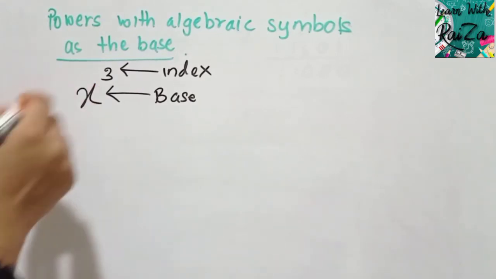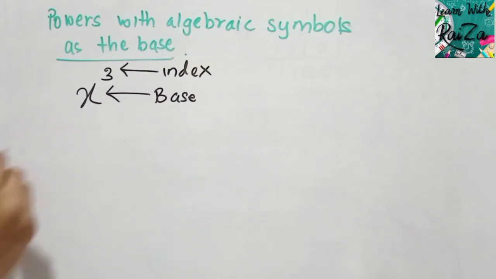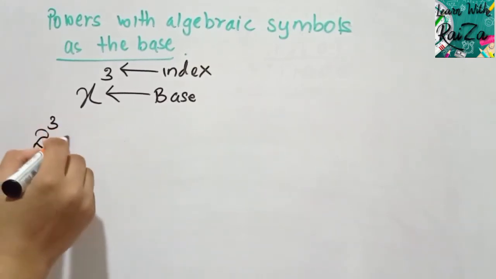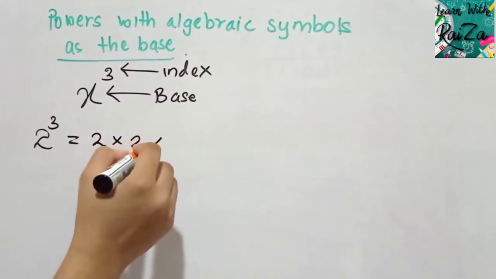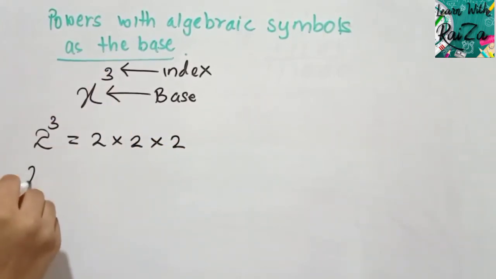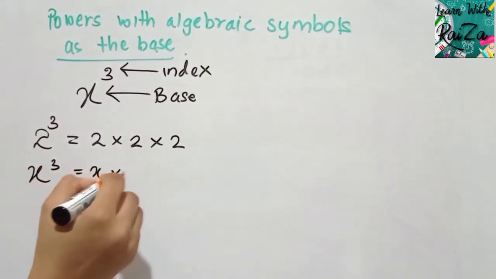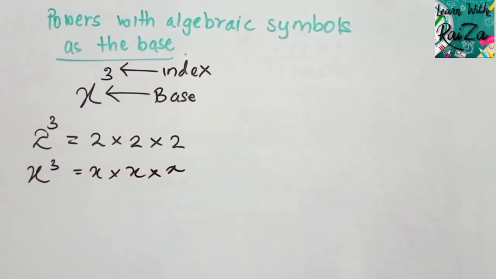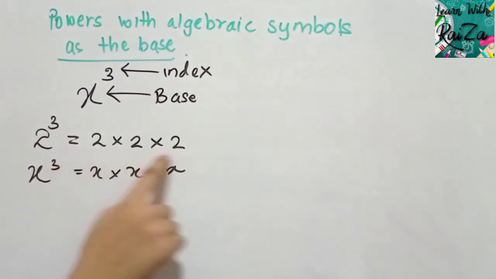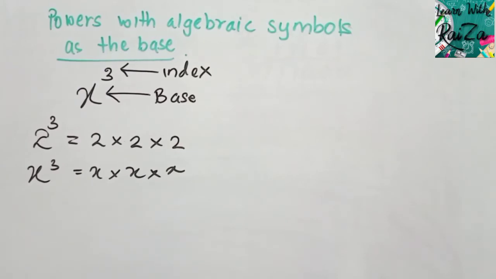So x to the power 3 means just like the one we learned. We learned 2 to the power 3, let's say. I told you 2 times 2 times 2. x to the power 3 is also x times x times x. So this is the difference between algebraic and numerals. Just like the same thing we learned in numbers, I taught you how to expand powers and how to write the expanded power in index format. Similarly, I am going to teach you here also.